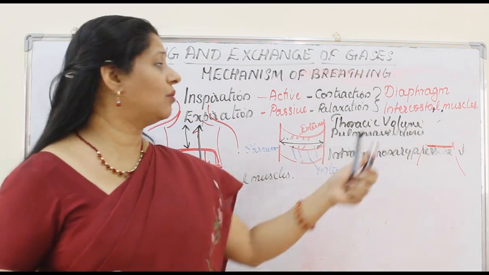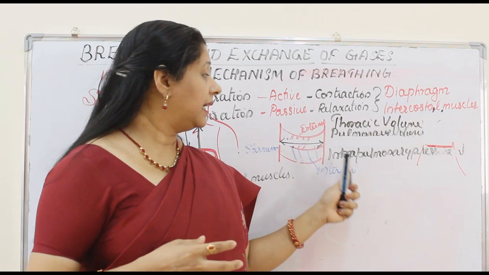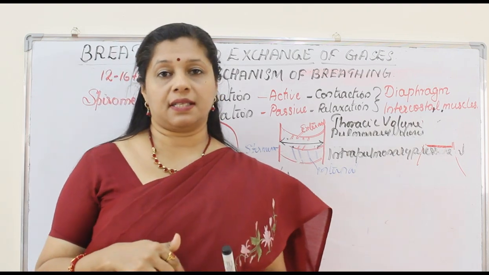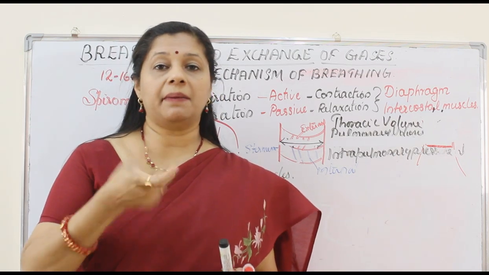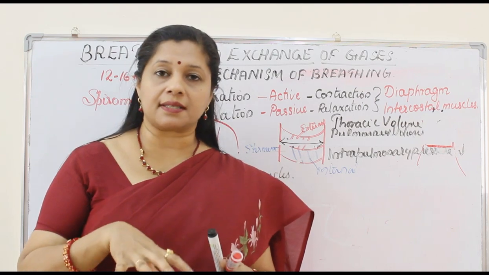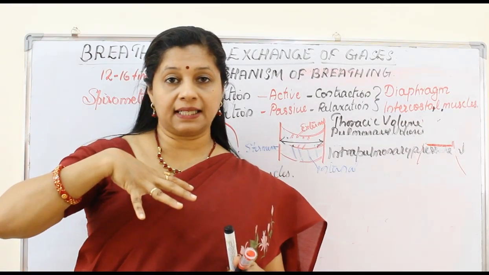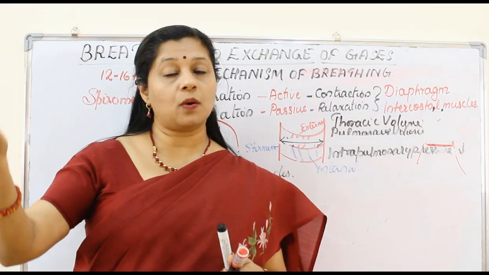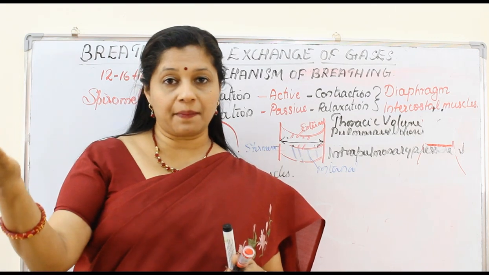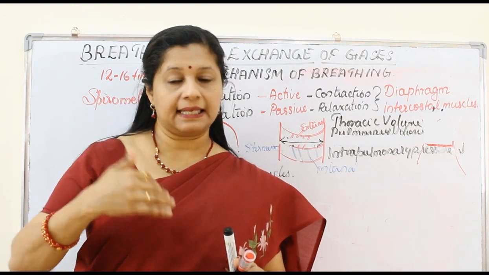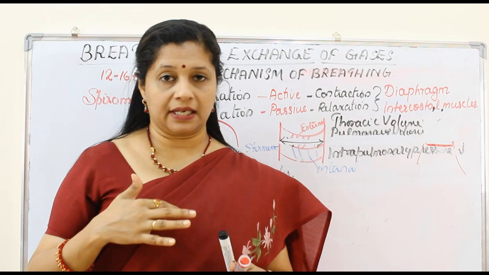So when pulmonary volume increases, naturally intrapulmonary pressure decreases. Intra means within the pulmonary, within the lungs the pressure decreases. So since the pressure is less inside the lungs now and the outside pressure is high, from high pressure the air will come inside. That process is called inhalation.